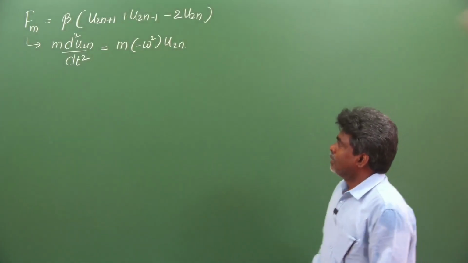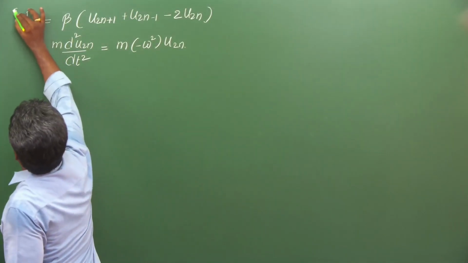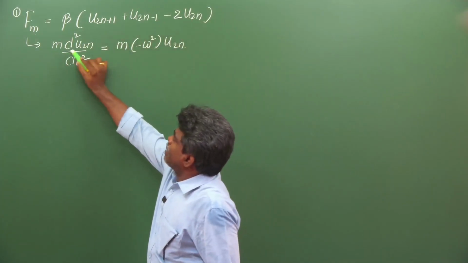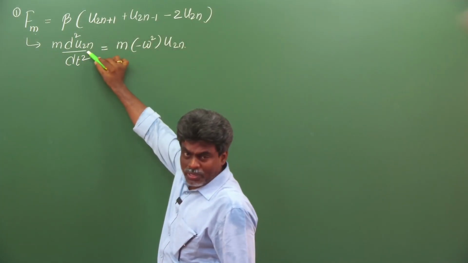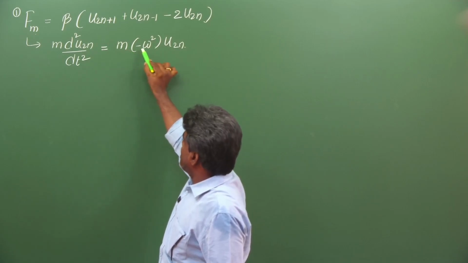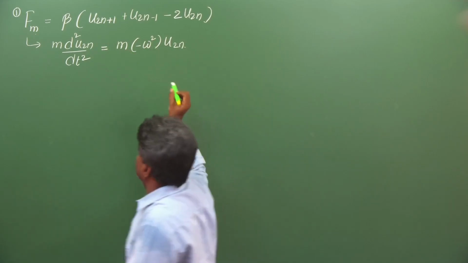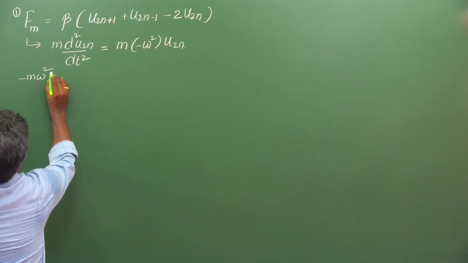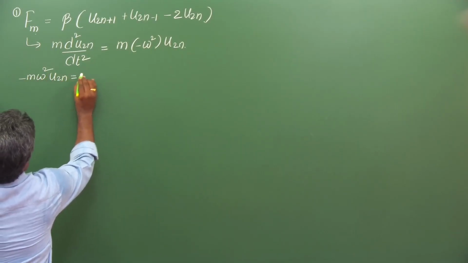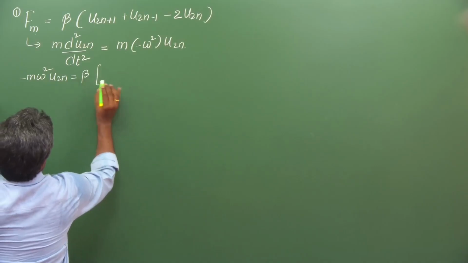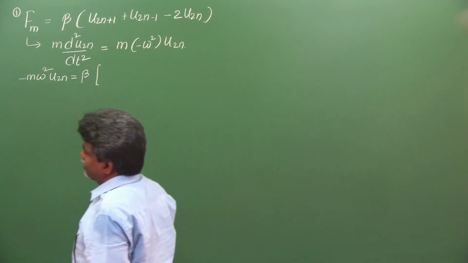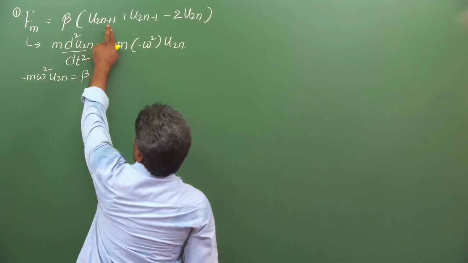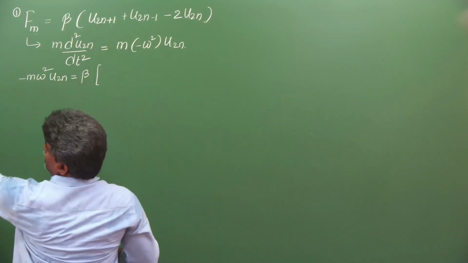Ready. So I have taken these even atoms, F small m, and I hope this is the equation. Mass into acceleration. Once you have done two times differentiation, what will you get? Minus m omega square u 2n. Wait, stop. I am substituting: minus m omega square u 2n equal to, everyone see, beta. All of you please listen carefully. This is u 2n plus 1.